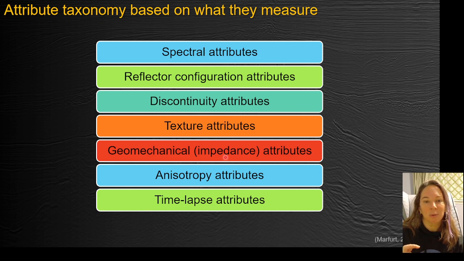Texture attributes, so these would be our amplitude gradients, curvature, GLCM, gray level co-occurrence matrices. We often have our impedance attributes. Sometimes these are called geomechanical attributes. So this would be AVO, acoustic or elastic impedance, and then those related to geomechanical properties. Anisotropy can give us information about velocity, amplitude, frequency versus azimuth. And then time lapse, which is changes in amplitudes, travel times, and spectra.